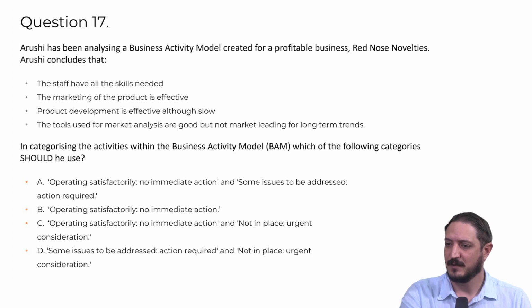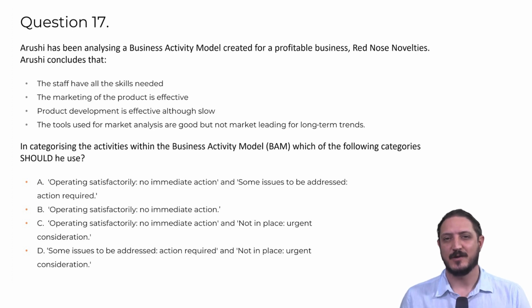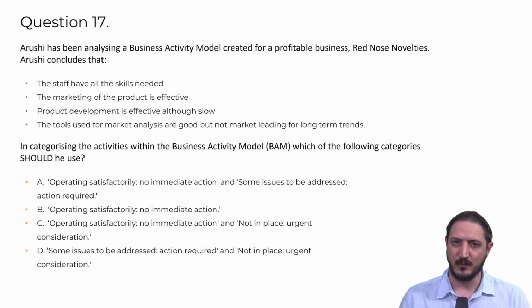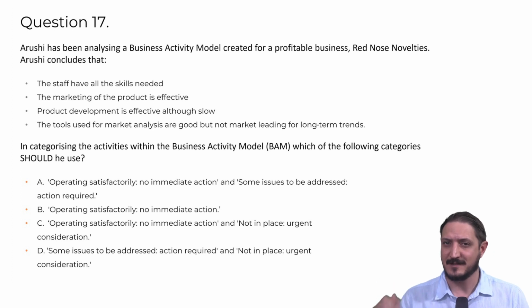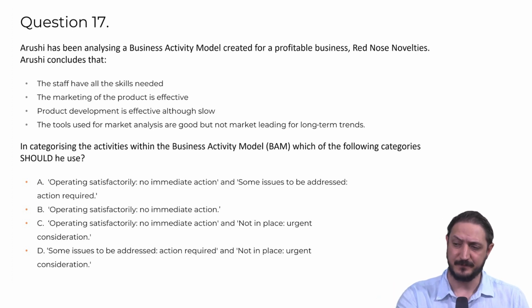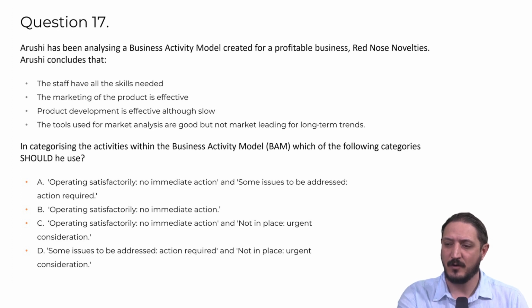So it's giving us a context, and the instruction statement says, in categorizing the activities within the business activity model, which of the following categories should he use? So as I've explained before, we have these categories. We need to categorize them after the business activity or during the analysis of the business activity model. And you can see here that we have A, B, C, and D. And these are one of 3 of the categories that we have mentioned.